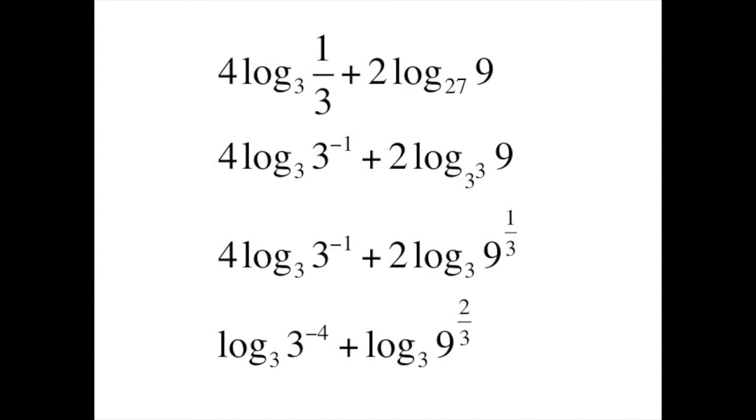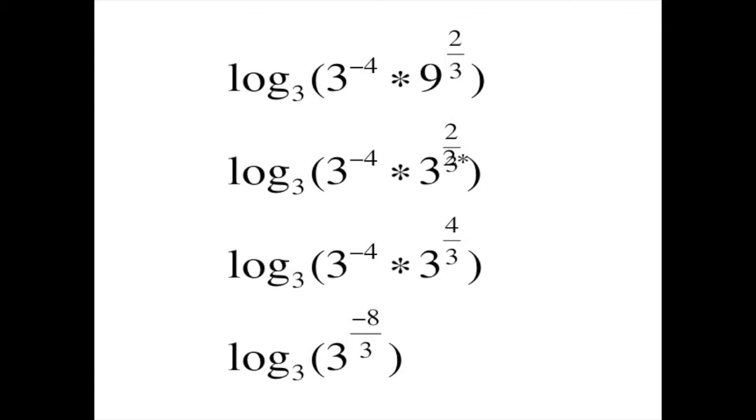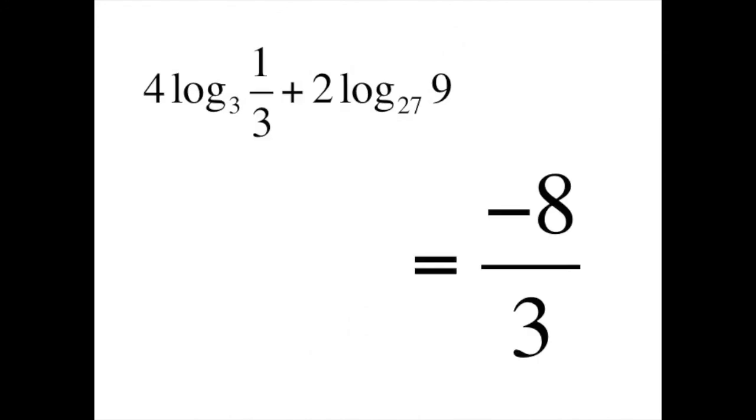However, before you can combine them, you must move the coefficients on the log back as exponents of the arguments. Next, rewrite 9 to the power of 2/3 so that it has a base of 3. This will give you 3 to the power of 4/3. Now you can add the exponents together to get 3 to the power of negative 8/3 as your argument, so that you are only left with log base 3 of 3 to the negative 8/3. Therefore, the log base 3 and the 3 in the argument will cancel out using an inverse property, leaving the answer as negative 8/3.